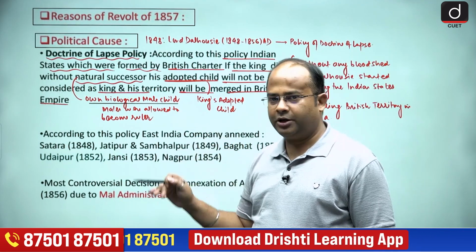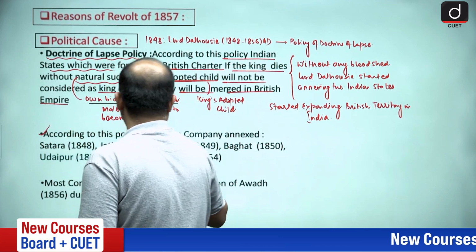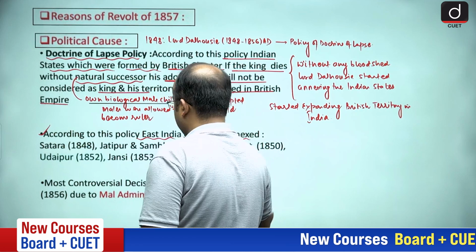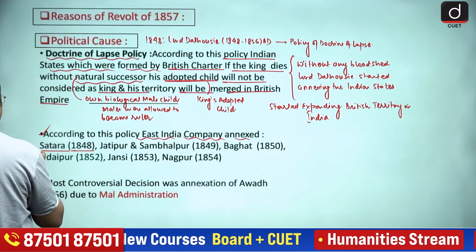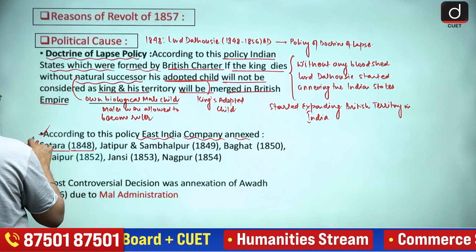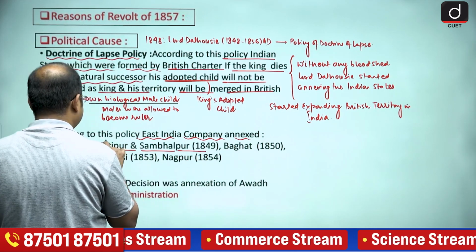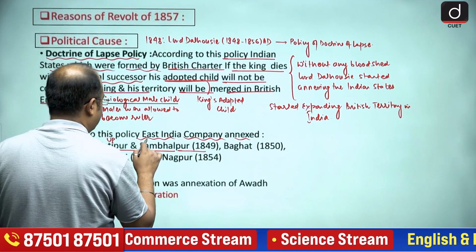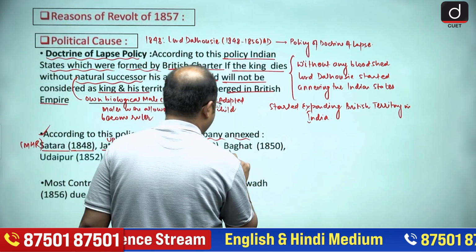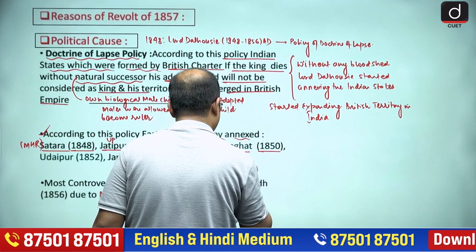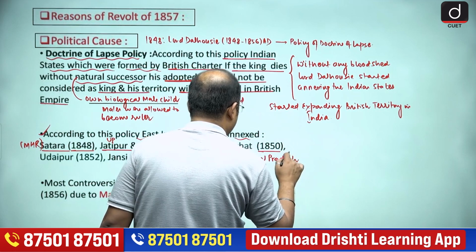Now guys, through this particular policy, what did he do? My dear friends, through this policy the British East India Company annexed which states? First it annexed Satara in 1848. Satara, guys, is in Maharashtra. Then Jodhpur and Sambhalpur in 1849. Jodhpur is in Uttar Pradesh in Mahoba district. Sambhalpur is in Odisha. Baghat in 1850. Baghat is in Himachal Pradesh.